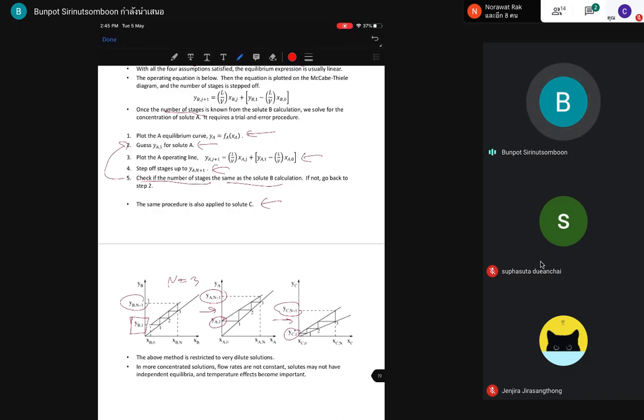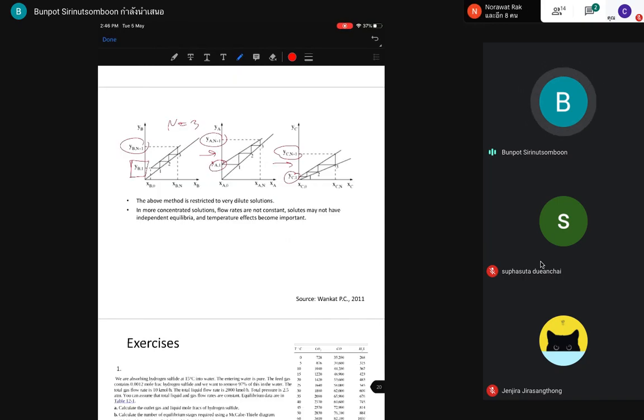Just like this graph right here, they have three solutes. They start with the solute they care the most about, maybe compound B in this case. They do the calculation for compound B to find the number of stages, and then use that number of stages to solve for the other solutes. So you solve the problem one solute at a time, assuming they don't interact with each other. That's absorption and stripping.